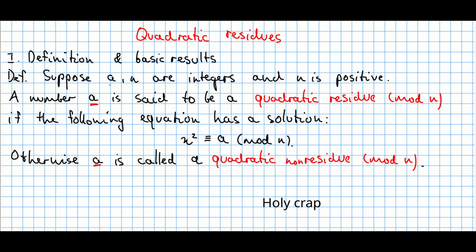Suppose we have a and n, those are integers, and this n is going to be positive. We say that a number a is said to be a quadratic residue modulo n if the following equation has a solution: x squared is congruent to a modulo n. If this equation does not have a solution, then we say that a is a quadratic non-residue modulo n.